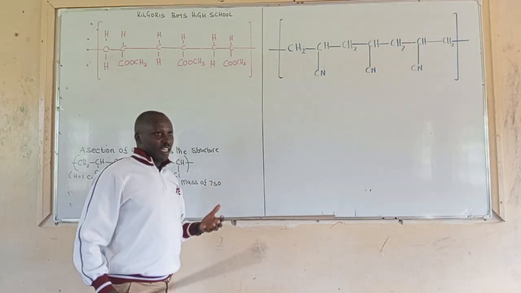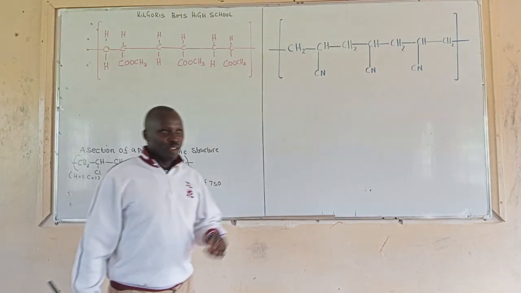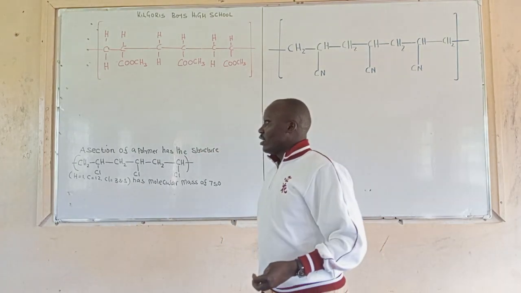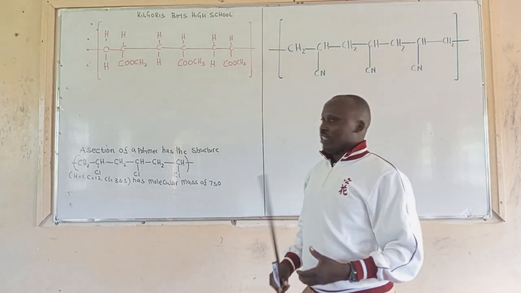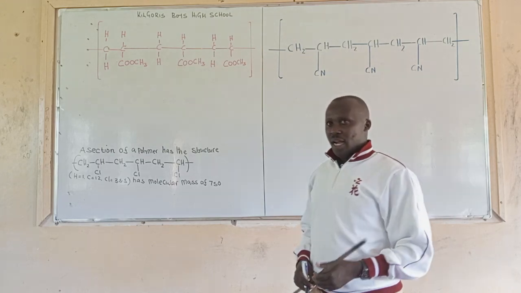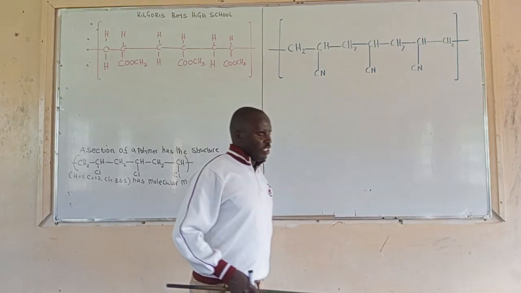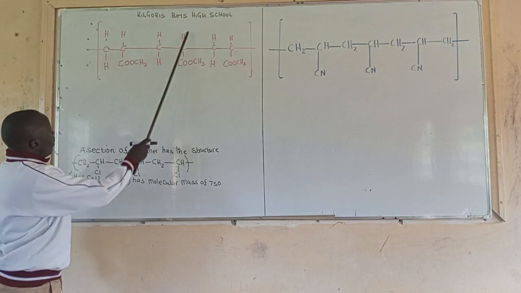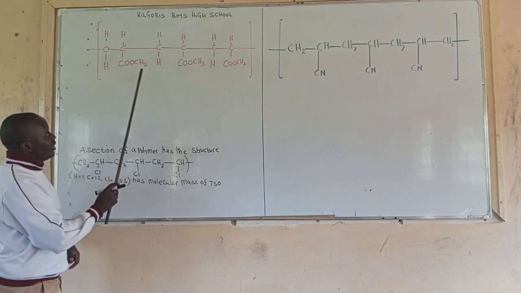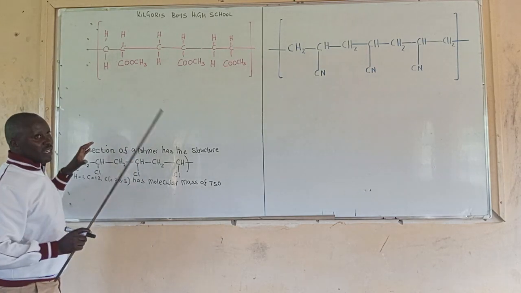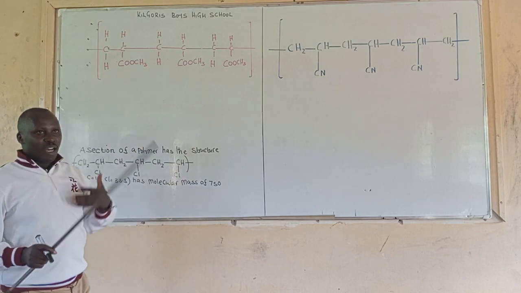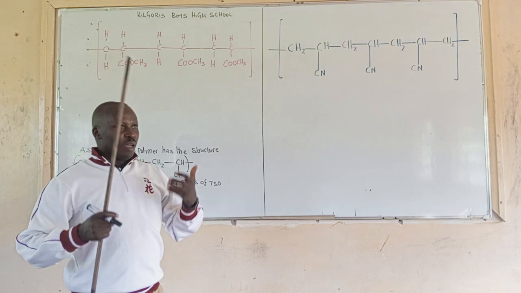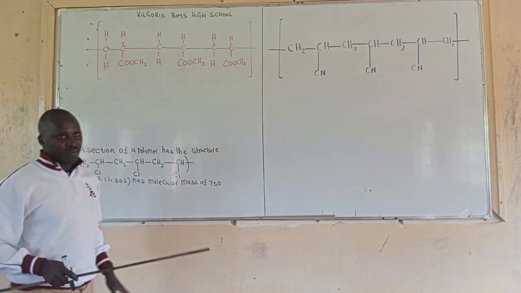Today we are looking at organic chemistry 2, that is the drawing of structures of monomers and the polymers. I have 3 questions here. First of all, in the first question you have been given this polymer. From this polymer, you are required to draw the monomer of this polymer.